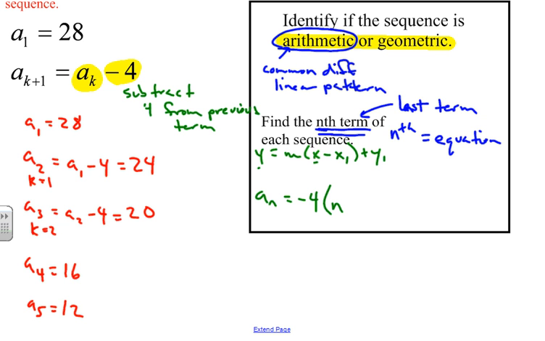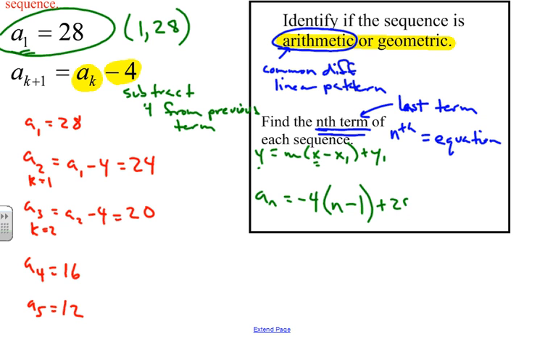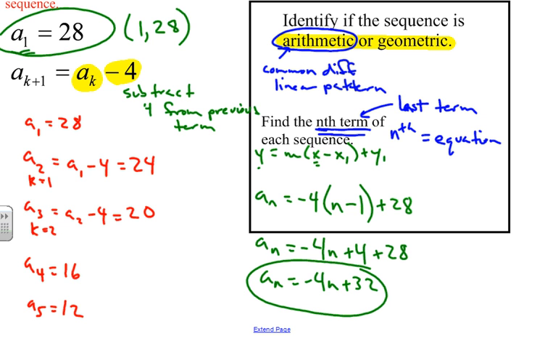I have n for my x value, minus, now I need a term. Luckily, they give me a term right here, and I actually created 4 additional ones. So I have a point of my term, which is 1, comes from the n value, and my output, which is a term, the 28. I plug that in there, and that's my nth term. Most people like to have it in slope-intercept form, so we'll simplify this. And we have a sub n equals -4n plus 32, and there's my slope-intercept form and the equation that I want. So there is an example of arithmetic.